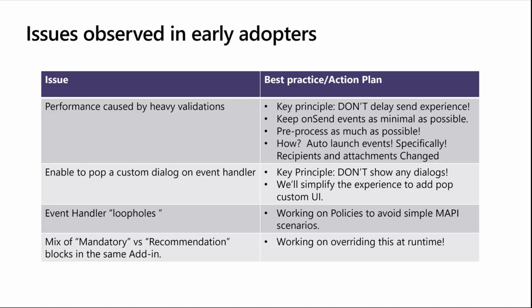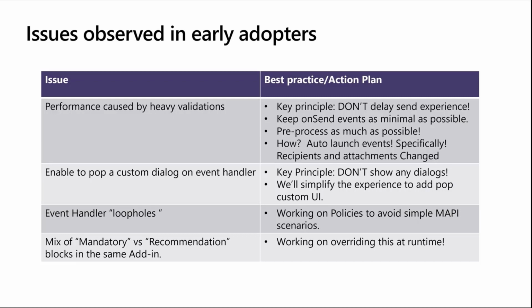The third is that there are event handler loopholes. So basically, this means that the event doesn't trigger in some conditions. For example, if you go to the Windows Explorer and you right-click a document and you say send this email, that is a simple MAPI scenario, or any simple MAPI app for whatever it's worth. If you are sending an email with simple MAPI, the events don't get triggered. So for this, we're adding a policy, a GPO, a group policy that admins can use to avoid using simple MAPI and just make sure to load Outlook for these cases.